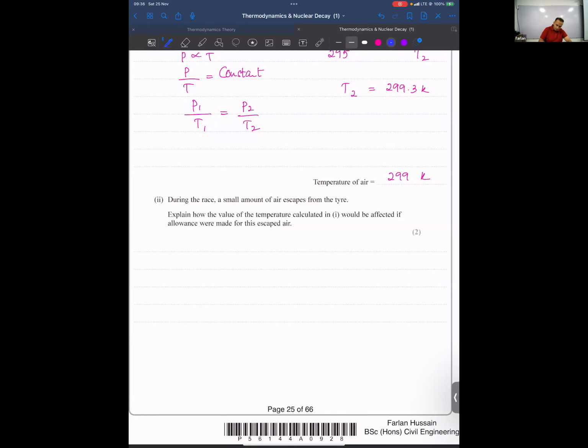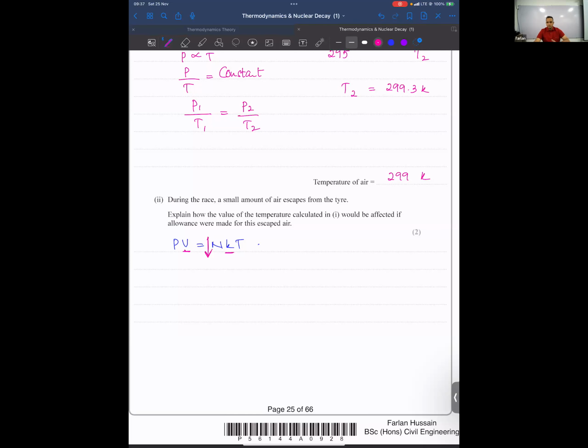Okay, PV equals NKT. V is anyway a constant, K is constant. They're asking if the number of molecules is going to decrease, what will happen to the T? During the race, a small amount of air escaped from the tire. That means the number of molecules N is going to decrease.